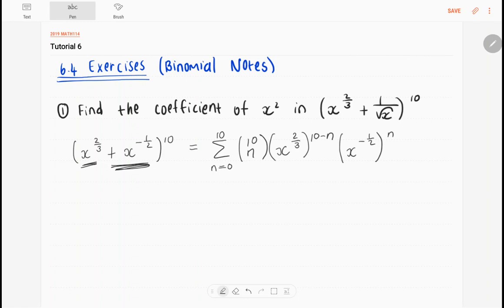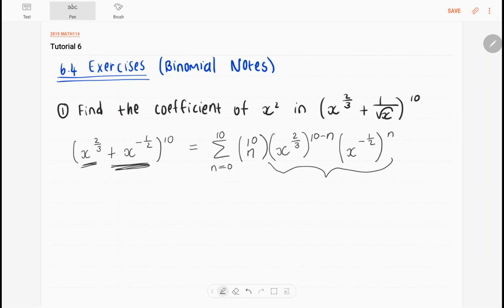Now, what are we asked for? We are asked for the coefficient of x squared. So all we want to do is find out for what n we get an x squared when we multiply these two brackets.